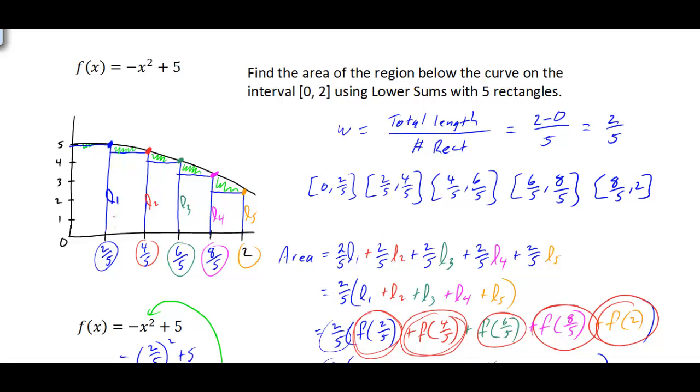Using 5 rectangles, we were able to estimate the area under the curve by using our lower sums and drawing the rectangles below the curve. And I really want to emphasize here, when we did this, in this case, we were looking at the right endpoints. So if you look at each of our rectangles here, we were using the right endpoints. Notice we have 2/5, 4/5, 6/5, 8/5, and 2.